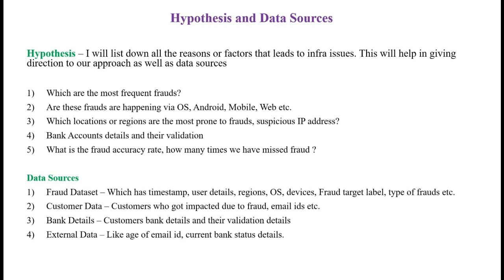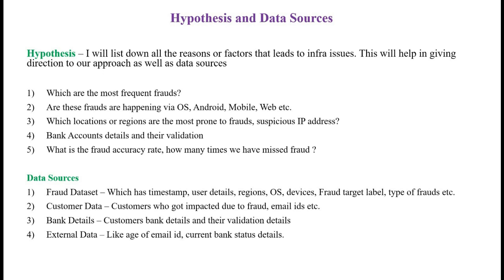Some kind of customer data, like who are the customers who got impacted by fraud, what were their email IDs, what was the age of the email IDs, and so on. Bank details, like customer bank details and their validation details. We can also use some external data, like age of email ID and current bank status details. But you need to tell them what data set you're planning to take.